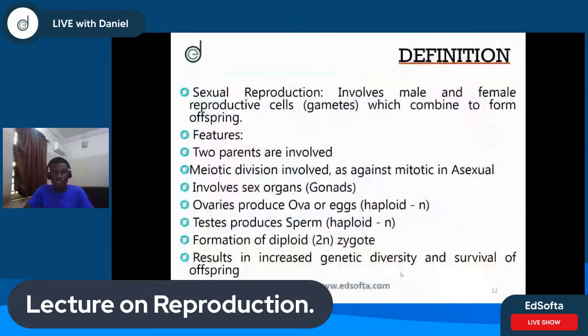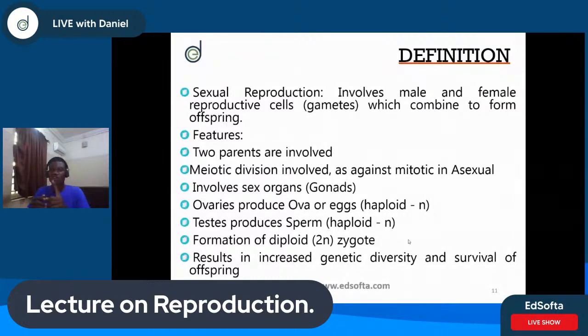Now, we go to sexual reproduction. Sexual reproduction involves the male and the female reproductive cells, or gametes, which combine to form offspring. In this case, two different gametes are coming together to form an offspring, and they attain genetic material from both parents. So in this case, we have the opposite features of what we have in asexual reproduction.